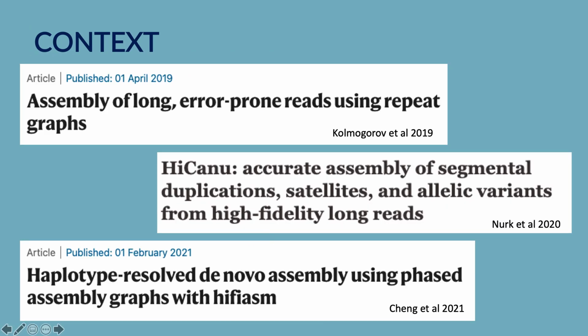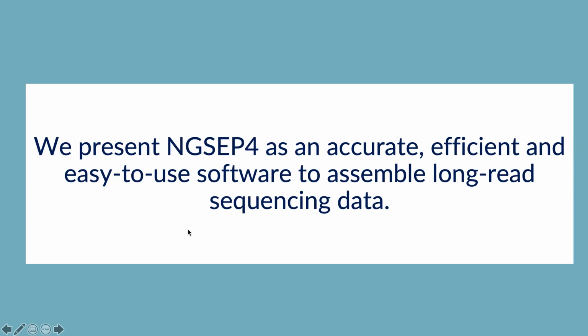As a consequence of HiFi reads and also ONT reads from Nanopore, new algorithms such as Flye, Canu, and HiFiasm have been developed to achieve nearly perfect assemblies of complex genomes. However, new algorithmic techniques have the potential to further improve the accuracy and computational efficiency to build both haploid and diploid genome assemblies. We present here NGSEP 4 as an accurate, efficient, and easy-to-use software to assemble long-read sequencing data.